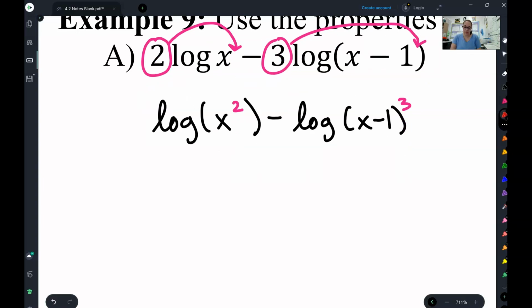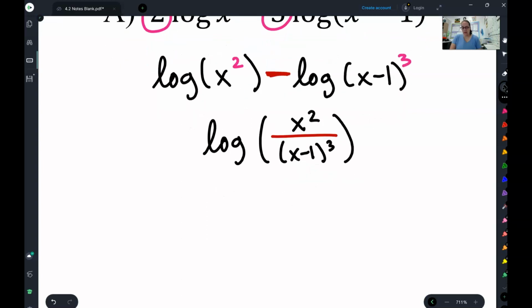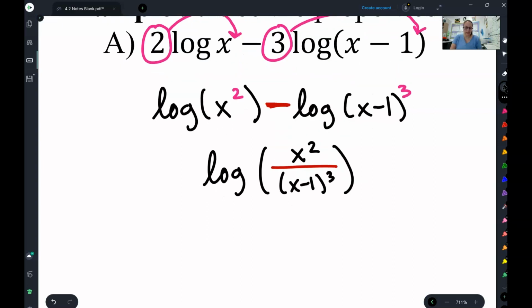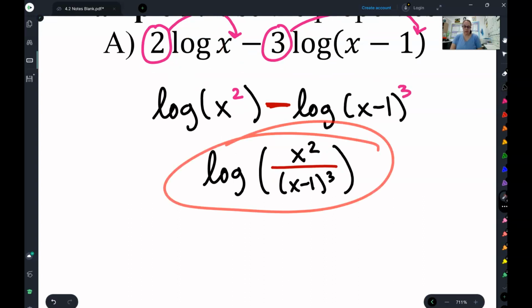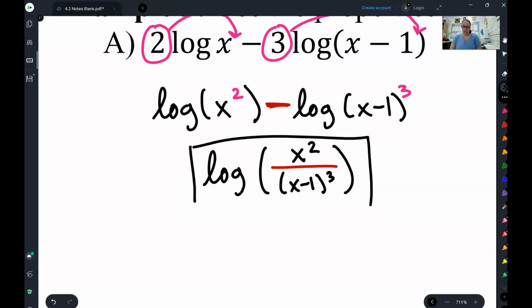Next thing I notice, I've got subtraction between the two logarithms, so I can turn that into division. So divided by x minus 1 cubed. And I have officially condensed those multiple logarithms I started with into a single beautiful looking logarithm. So that is it. You're done.